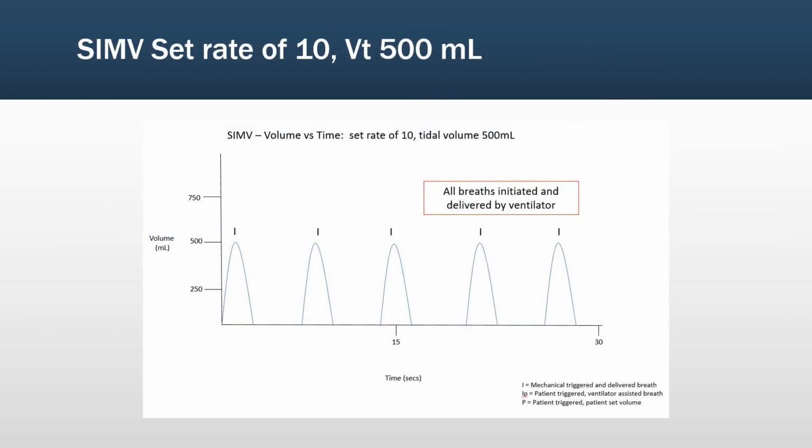So this slide shows what the respiratory pattern would look like if the patient was on an SIMV with a set rate of 10 and a tidal volume of 500. Now, if the patient is not initiating any breaths, then the patient will receive just the set rate at the volume that has been prescribed.